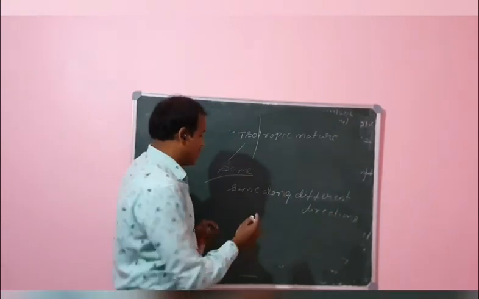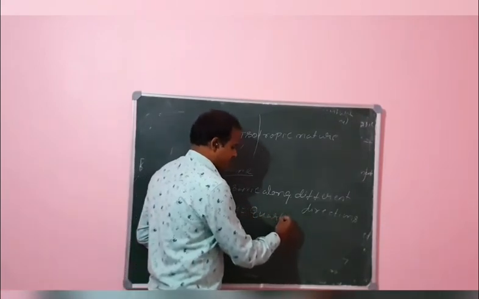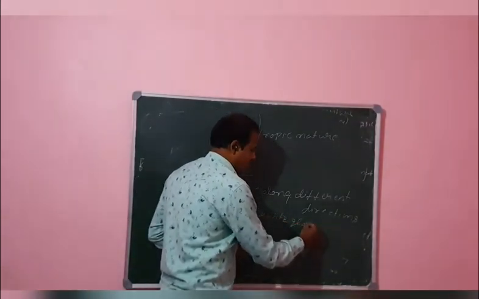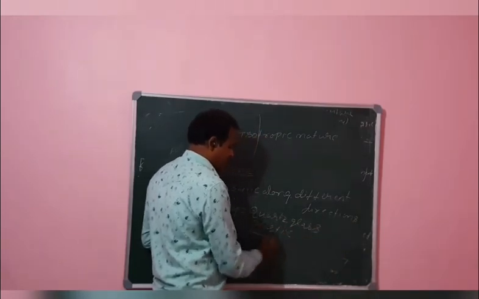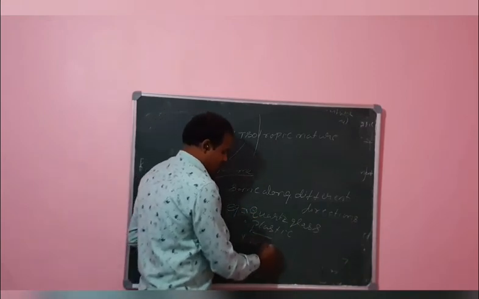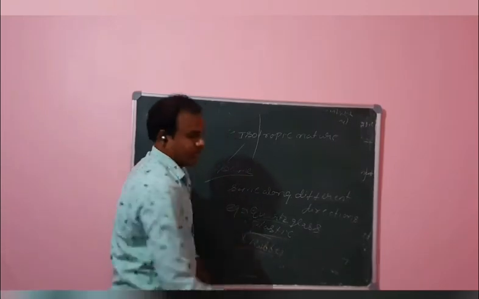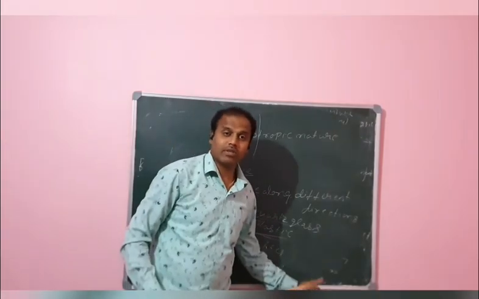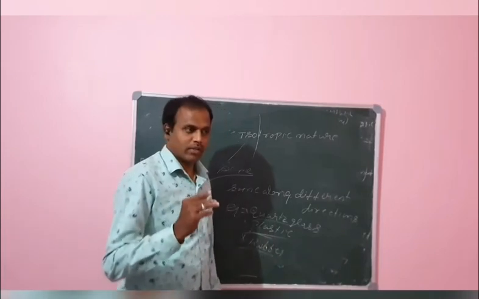Examples of isotropic nature are quartz glass, plastic and rubber. This rubber, quartz glass and plastic are considered amorphous solids. That's all for crystalline solid and amorphous solid.